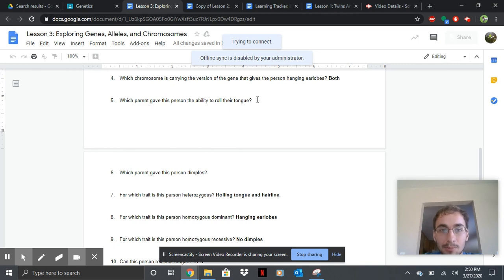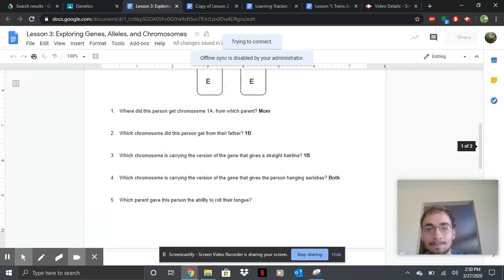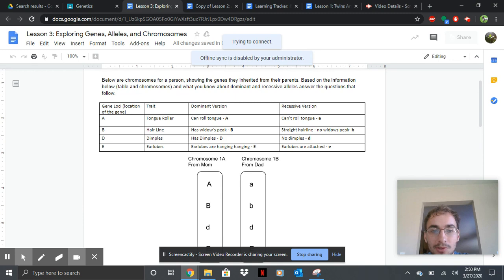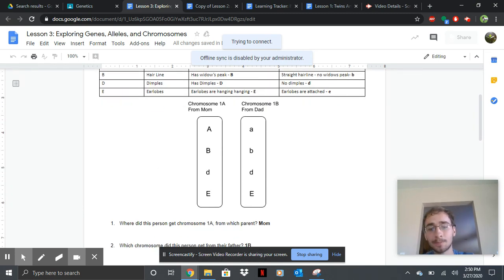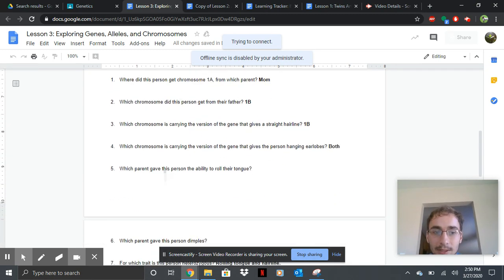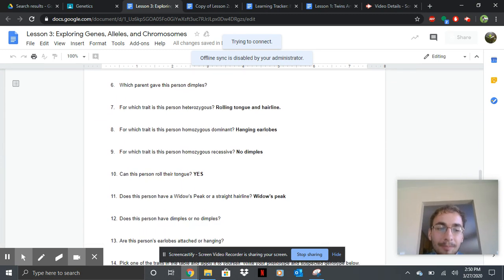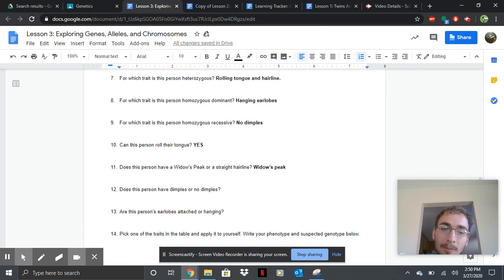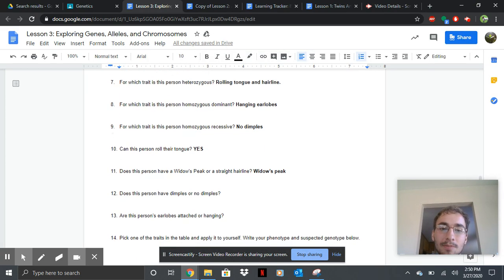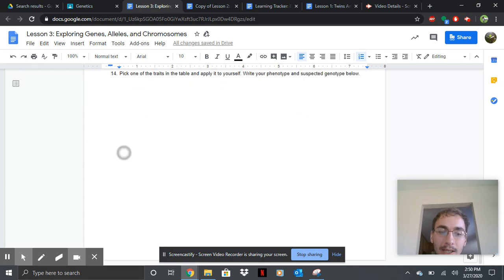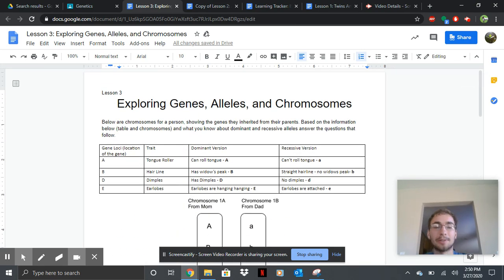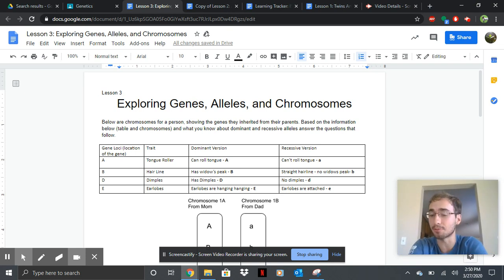Will the person have dimples? Let's see. Dimples, capital D. No dimples, lowercase d. They don't have a capital D, so it's going to be no dimples. So there are the answers. That's how you figured it out. Here's some important answers. Yeah, you basically use the table to answer the questions. Those are the answers for lessons 1 through 3.